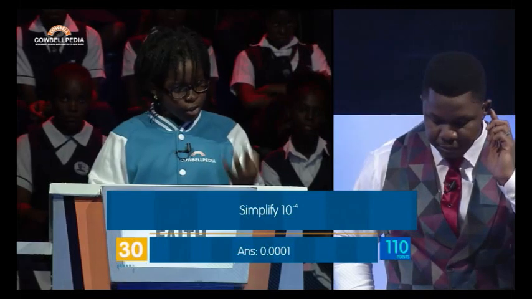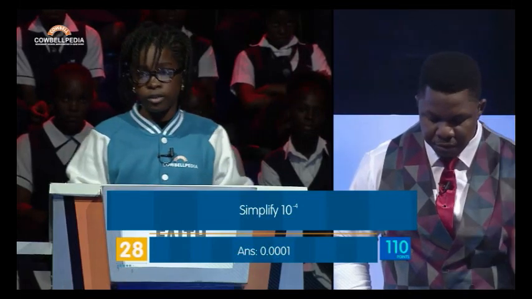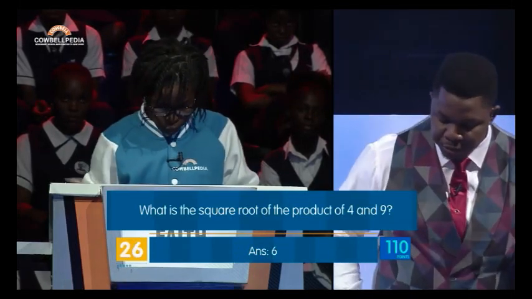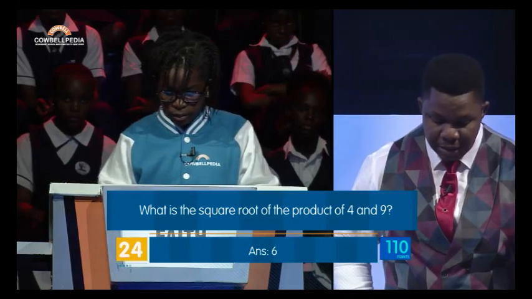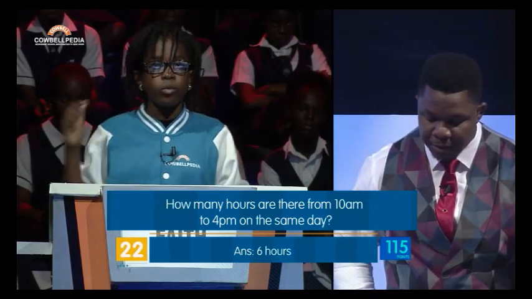513. Correct. Simplify 10 raised to the minus 4. 0.00001. Incorrect. What is the square root of the product of 4 and 9? 6. Correct. How many hours are there from 10 a.m. to 4 p.m. on the same day?